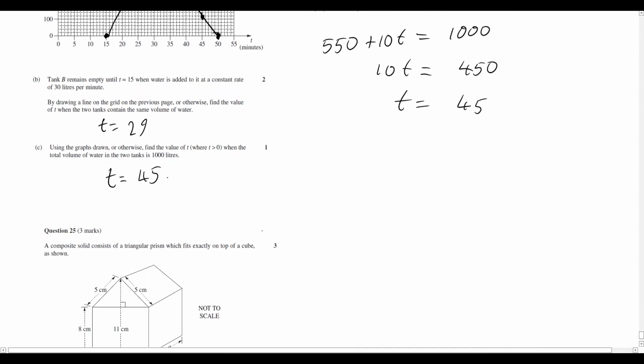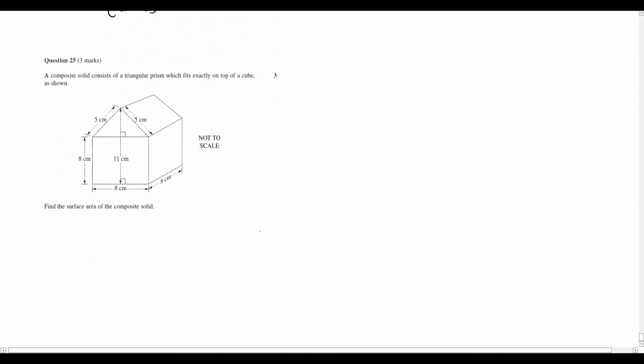Okay, question 25. A composite solid consists of a triangular prism which sits exactly on top of a cube as shown. So we just need to find the surface area of this composite solid. So first of all, let's look at the different sides of this cube, and that'll probably be the easiest place for us to start. So we've got 1, 2, there's one on the bottom, one on the left-hand side, and one on the back. So we've got 5 different sides of this cube that are being shown that we can actually see the surface area of.